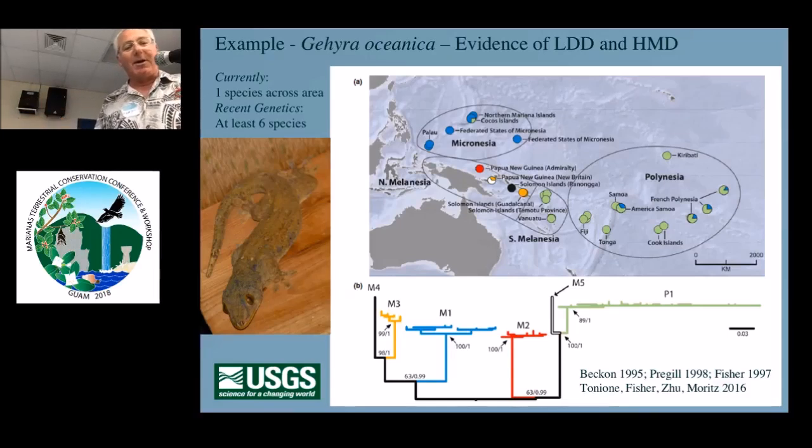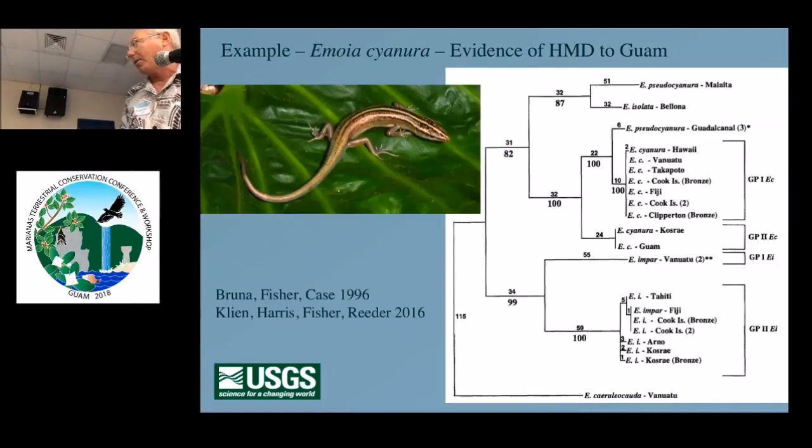So for Gehyra oceanica, this was all one species. Now, through using genetics and some morphology, it really is probably 6 different species in the Pacific. And then what we've seen is also we see this blue in the bottom, and this little bit of green here is evidence of a human-mediated dispersal. We're pretty confident from fossils that the Marianas distribution is actually an artifact of human-mediated dispersal, even though it's an endemic to Micronesia. For Emoia cyanura, we sampled Guam, Cocos Island back in the 90s, and it's identical to Kosrae.